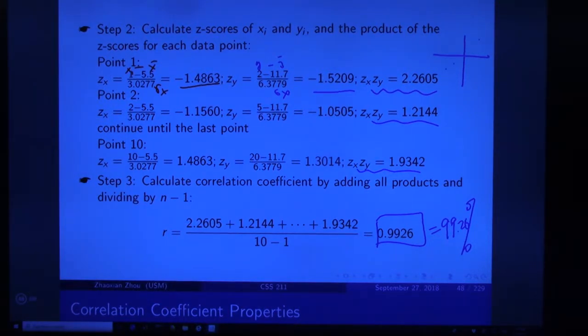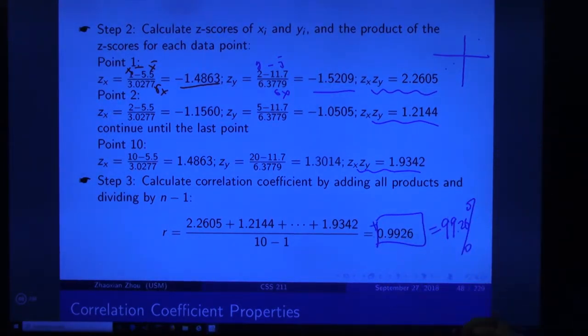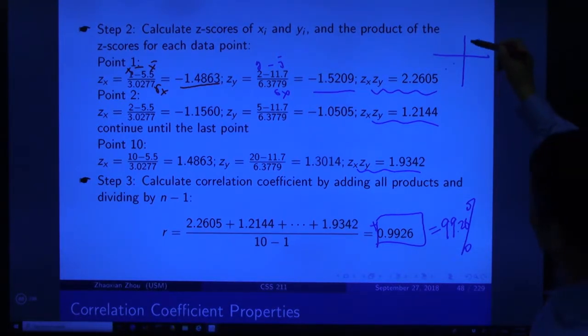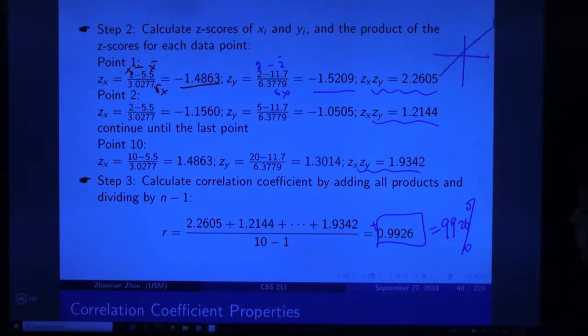The maximum correlation coefficient equals 1, and the minimum equals 0. So in this case, they are almost perfectly correlated. And we know here, because the sign is positive, they are positively related. That means the direction is positive. So if we draw the line, it will be in this direction. It's like this.